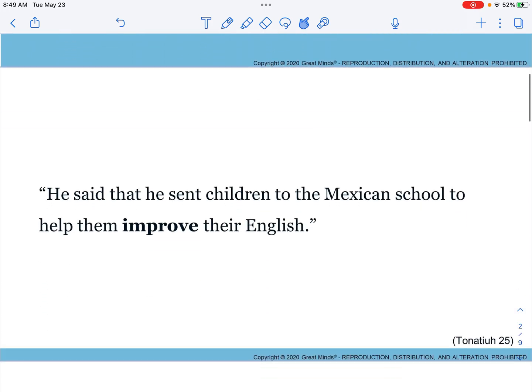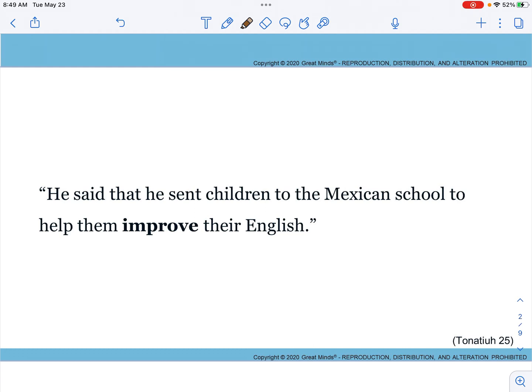Let's look at that sentence with the word improve. He said that he sent children to the Mexican school to help them improve their English. What part of speech is the word improve? Is it a verb or is it a noun? This is an action word, so it's a verb. You can improve something, so it's an action.